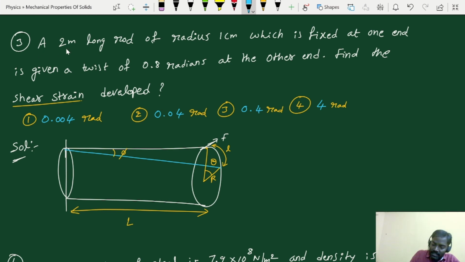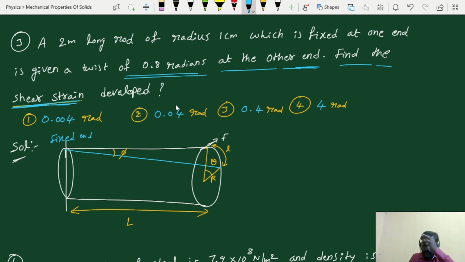Right. They are saying a rod of 2 meter length having radius 1 centimeter is fixed at one end. So this is a fixed end. It is given a twist of 0.8 radians at the other end. Now they are asking to find the shear angle. So they are asking to calculate the shear strain or shear angle developed. We have discussed in the concept that if one end is fixed and a tangential force acts at the other end, we get the relation between angle of twist and angle of shear.